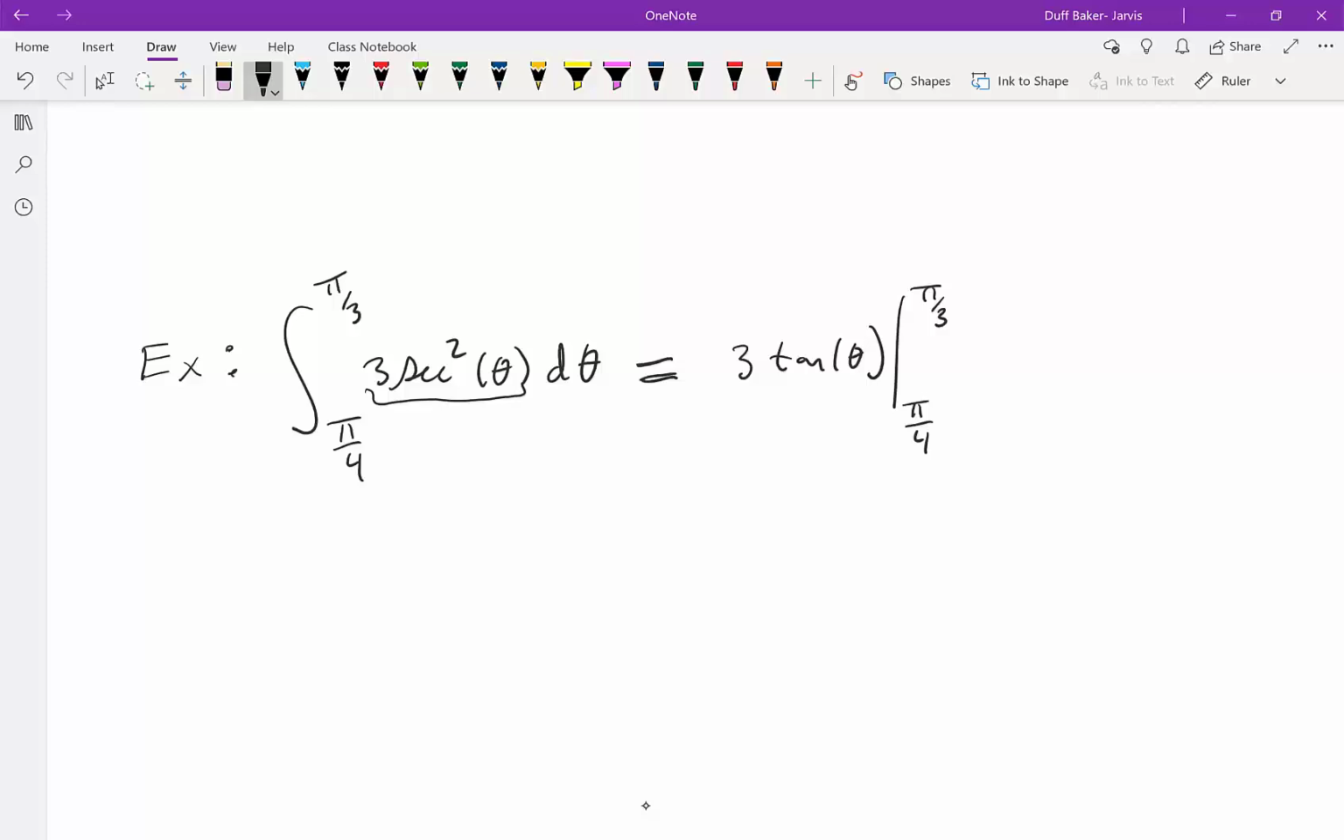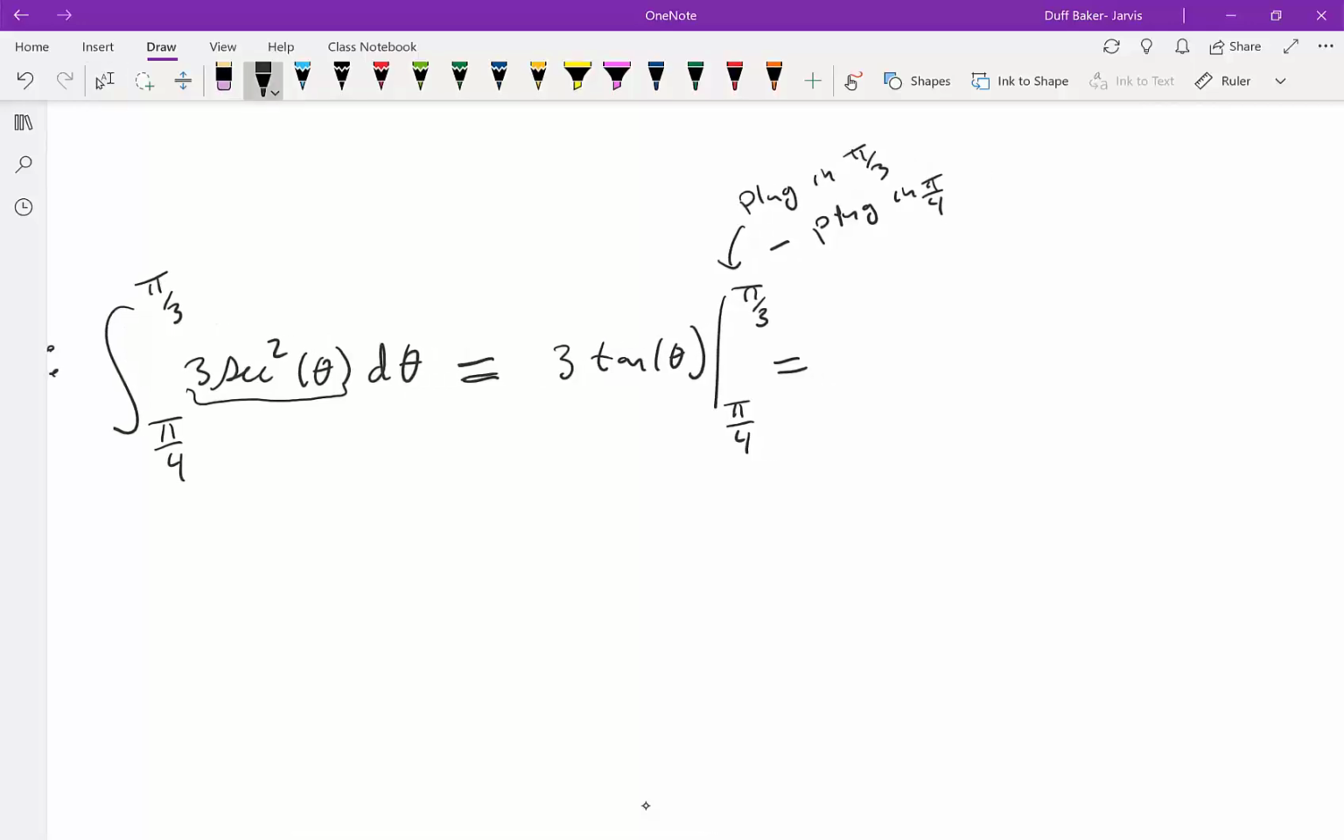This is sort of the other way of drawing that evaluation bar. But what it always means is plug in the top one, minus plug in pi over 4. It's just a convenient shorthand to keep track of that information. And so we do that. We get 3 tangent of pi over 3 minus 3 tangent of pi over 4.